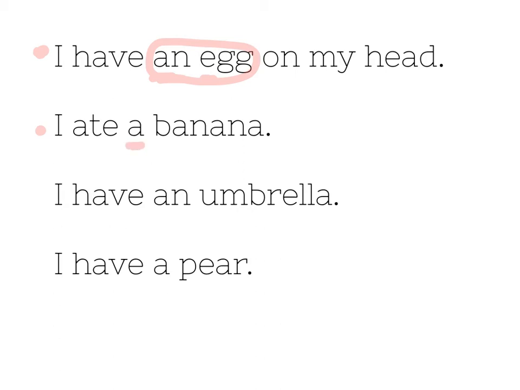The next sentence here says, I ate a banana. Here's my A or my A. This is a consonant, so it's okay to use I ate a banana. Okay, this next one says, I have an umbrella. I'm using an because U is a vowel, and that's the spelling rule. An before a vowel. U, umbrella. And the last sentence here says, I have a pear. P is a consonant, so it's okay for me to say, I have a pear.